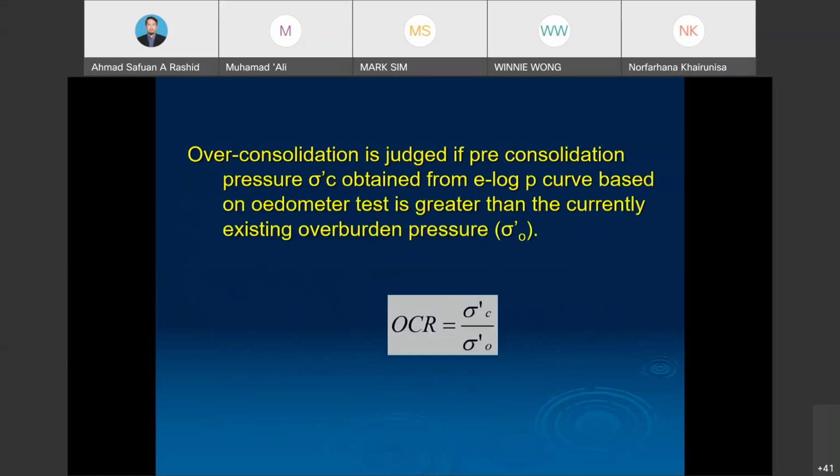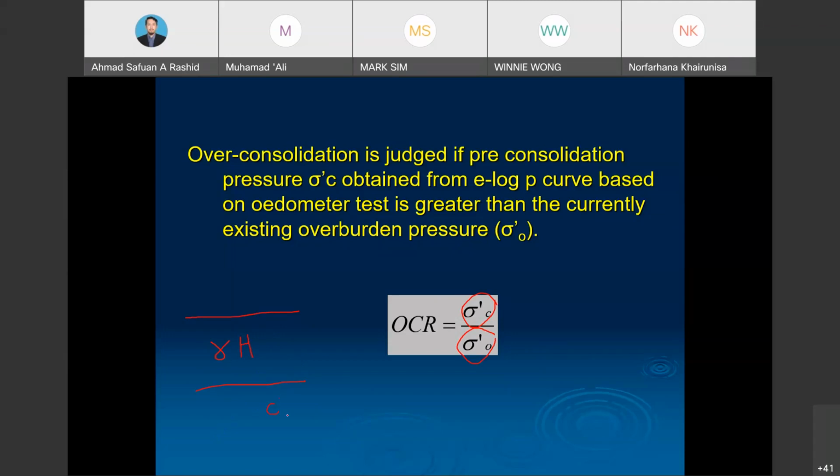Over consolidation is when the pre-consolidation pressure obtained from the e-log P curve based on the odometer test is greater than the currently existing overburden pressure. So kita dah tahu nilai sigma C. Then we know what will be the sigma naught. Saya repeat again, sigma naught we can get from this gamma H.